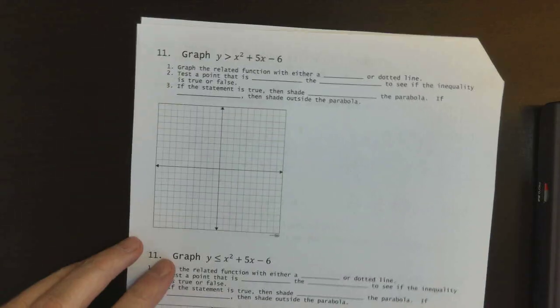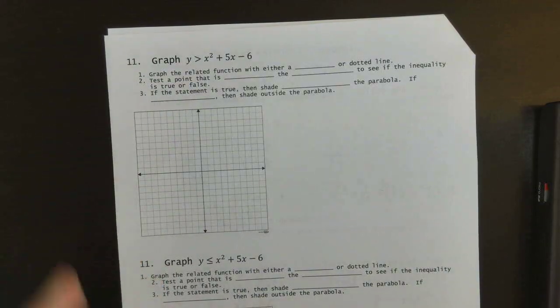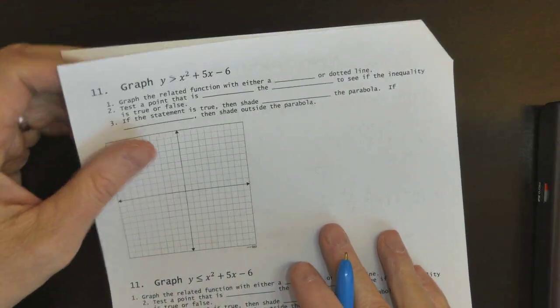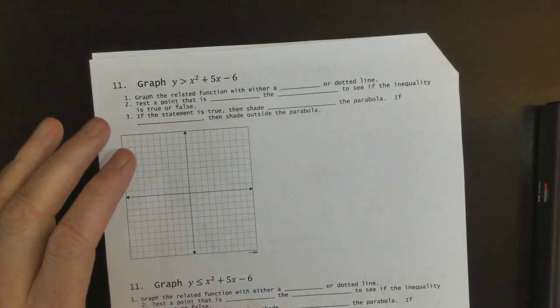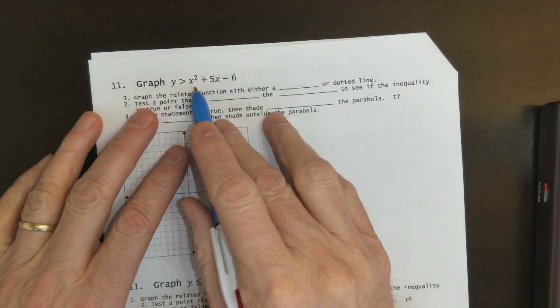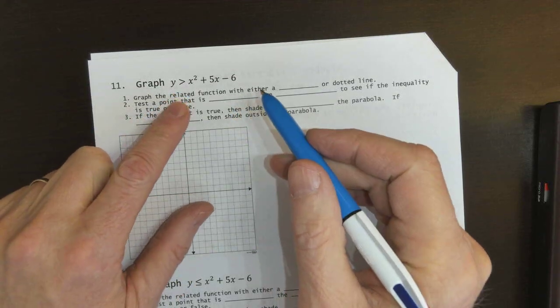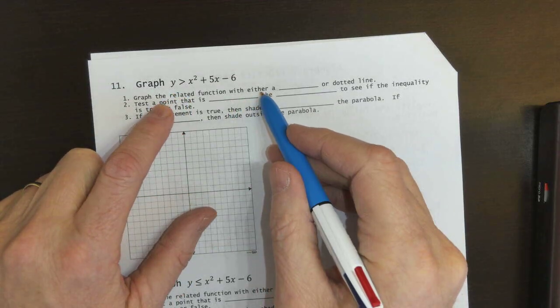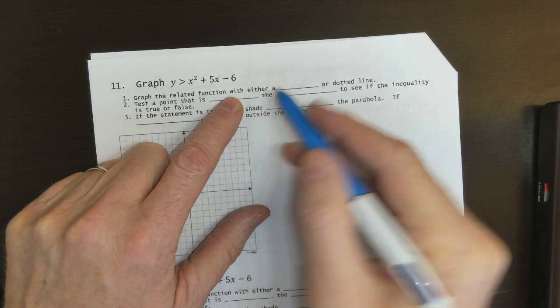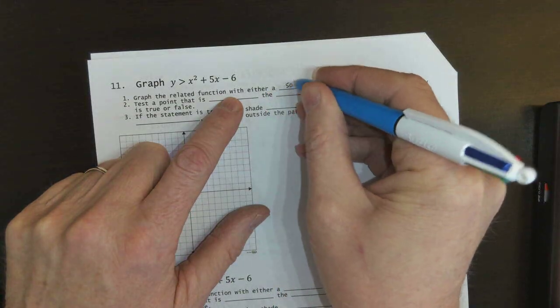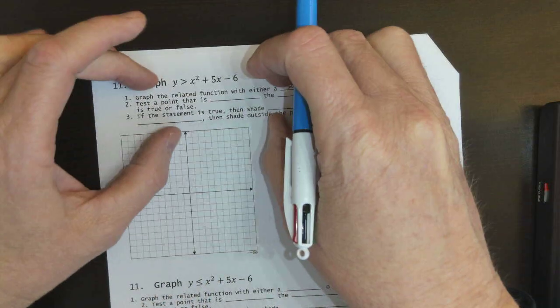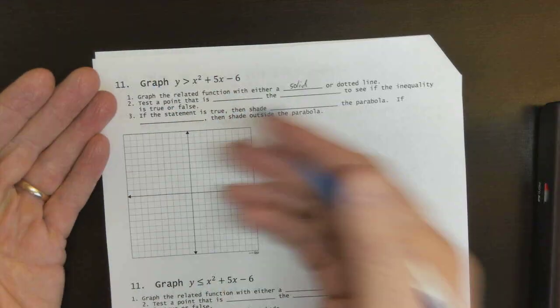Now, this one, and I've got more here than what you'll have on the test, but I'm just trying to cover all our bases. Okay, we are graphing a linear inequality. So I'm going to graph the related function with either a solid or dotted line. Now, I'm actually going to have these on the test. You still need to know how to fill in the blanks.